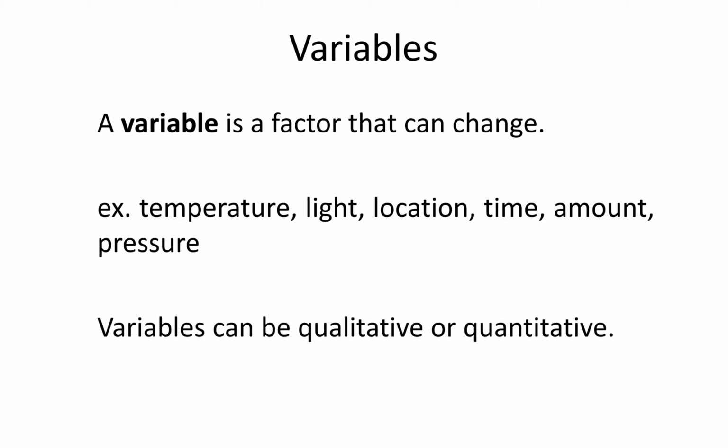Okay, so let's look at variables. A variable is a factor that can change. For example, temperature, light, location, time, amount, pressure, all kinds of things like that. Anything that you can actually change is considered a variable. Variables can either be qualitative or quantitative.